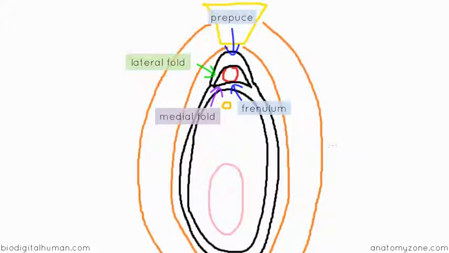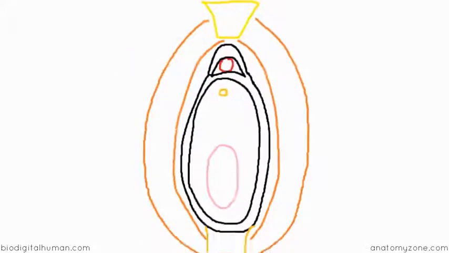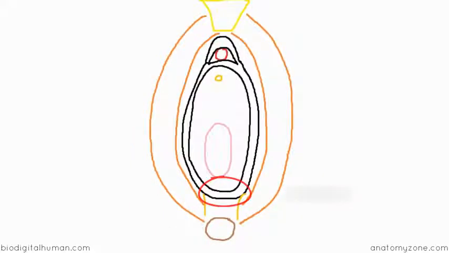Posteriorly the labia minora join together to form the fourchette. The area surrounded by the labia minora, containing the urethral orifice and the vaginal orifice, is known as the vestibule. The vaginal orifice is surrounded by a thin membrane called the hymen.